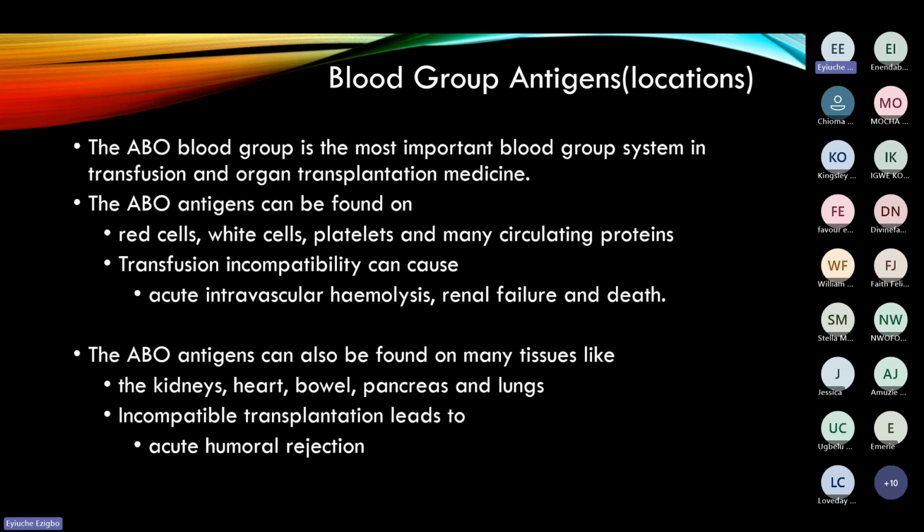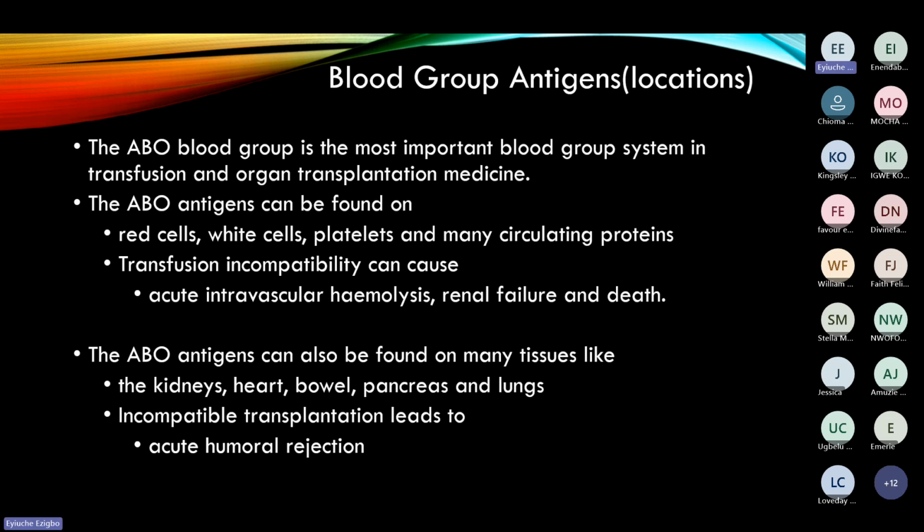Transfusion incompatibility can cause acute intravascular hemolysis, renal failure, and death. So because the red cell antigens can also be found on white cells, platelets, and many circulating proteins, it makes it very important during blood transfusion for cross-matching to be done, so as to prevent the consequences of any mismatched, incompatible transfusions.